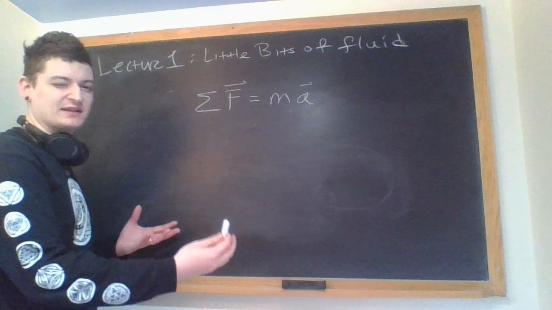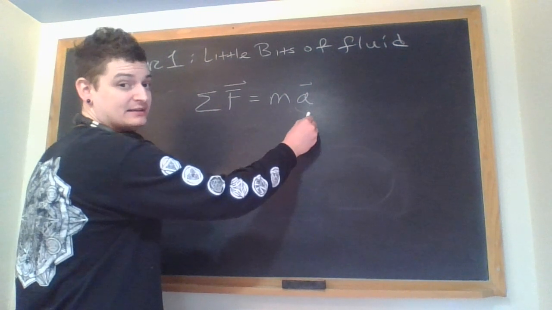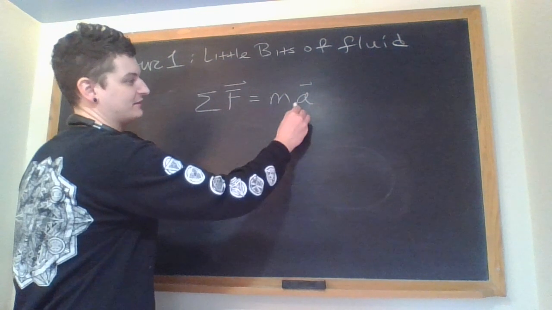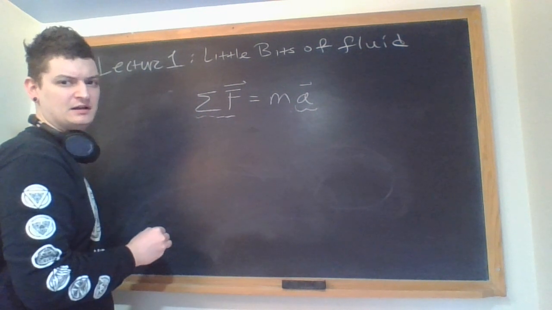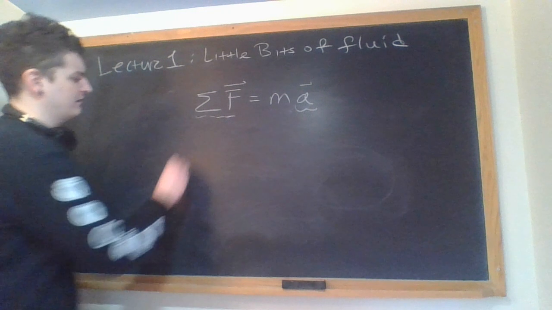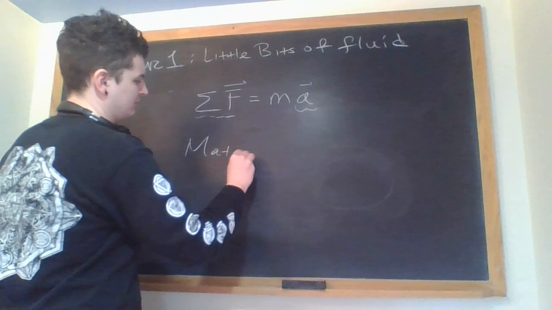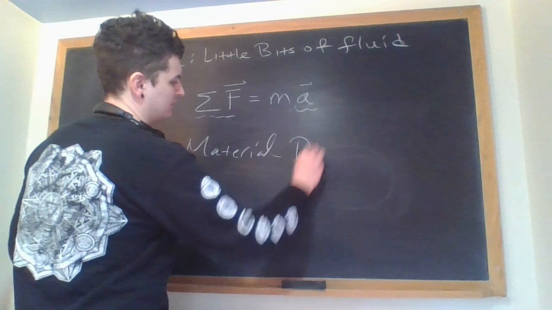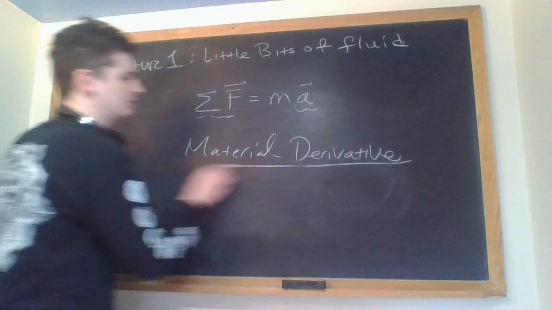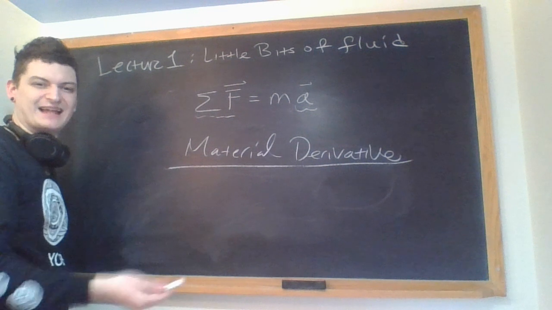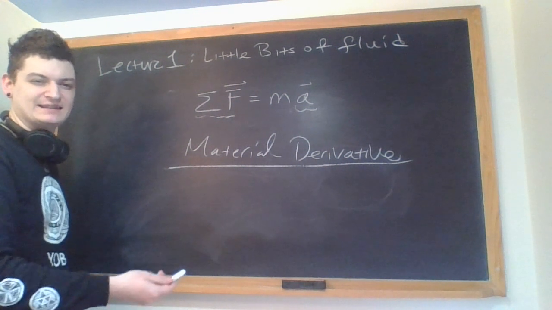But we have to address the fact that now this is not a point. This is now describing some vector field, and these now also have to describe some vector fields. So that's what this whole idea of a material derivative, or substantial derivative, is getting at.